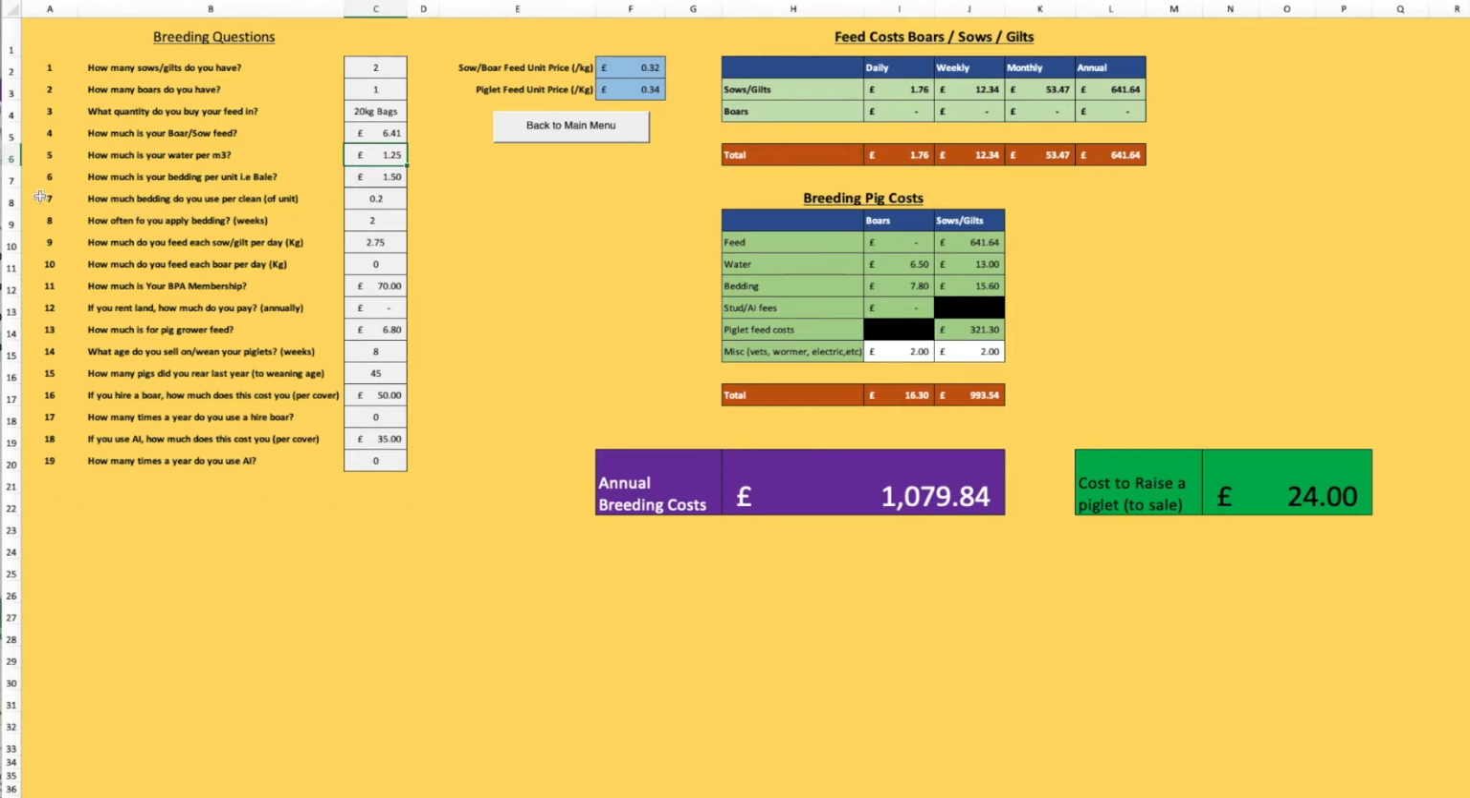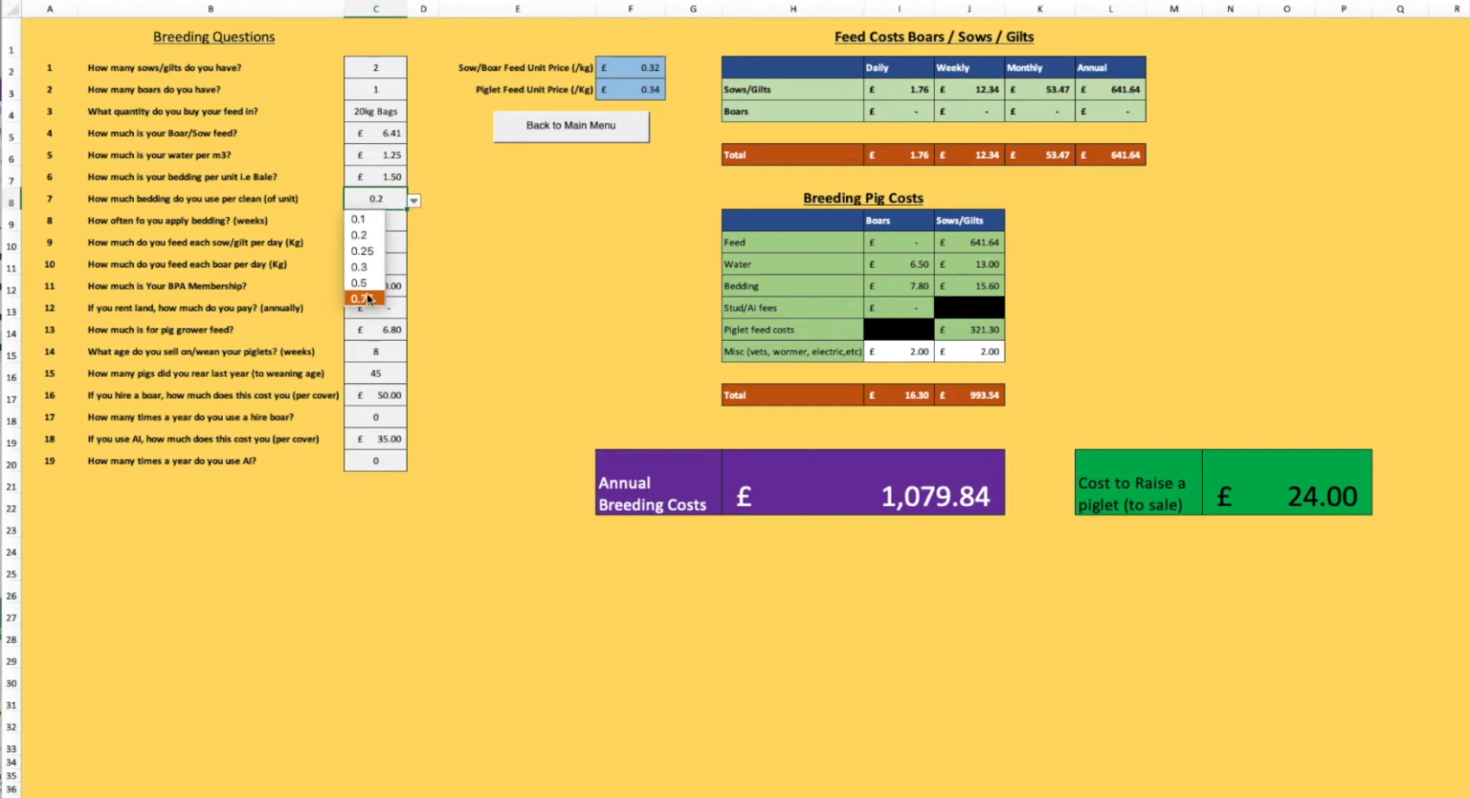And then how much is your bedding? I mean, if you're buying in straw and make your own straw, or you're using wood chips, you can just put a value in here for each unit that you use. Again, whether that's a bale or a Heston, or you're taking a slice out, and then it asks you to proportion your bedding. So each time you clean the pig ark out, how much of that unit do you put in? Do you put in a whole bale, half a bale?